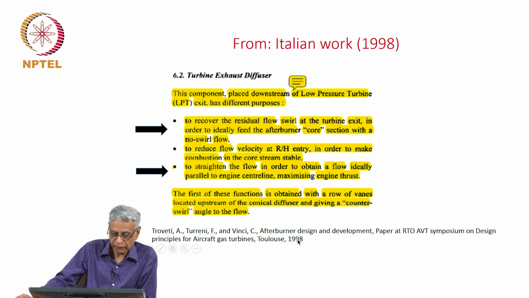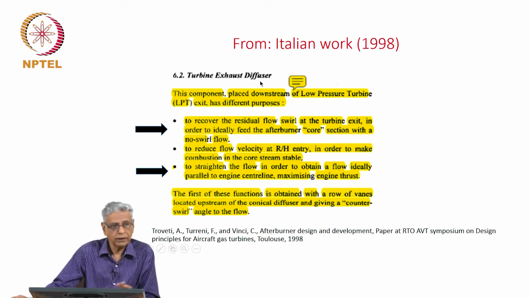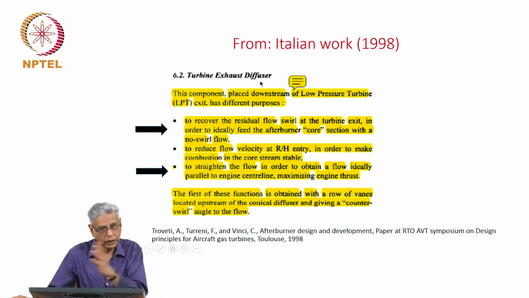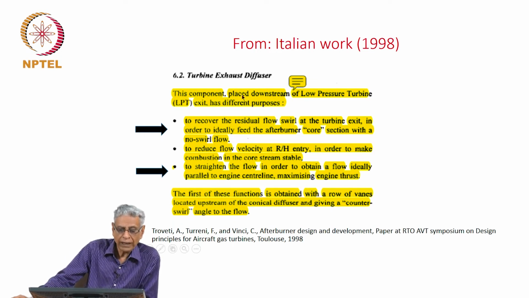And there is an interesting Italian work which you will see referenced here, 1998, and it is titled Afterburner Design and Development, and you will find this passage which I think is worthy of being read and understood. The turbine exhaust diffuser, that is the gases which deliver it to the afterburner. This component placed downstream of the low pressure turbine exit has different purposes.